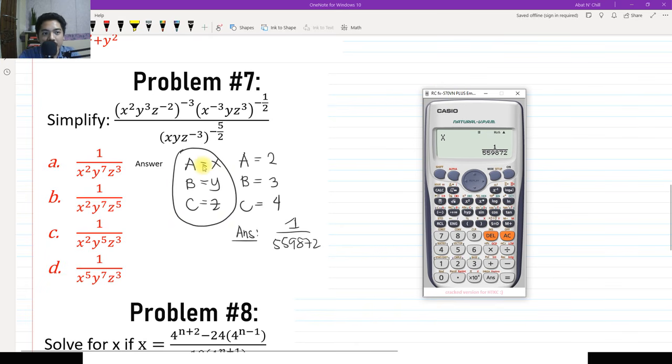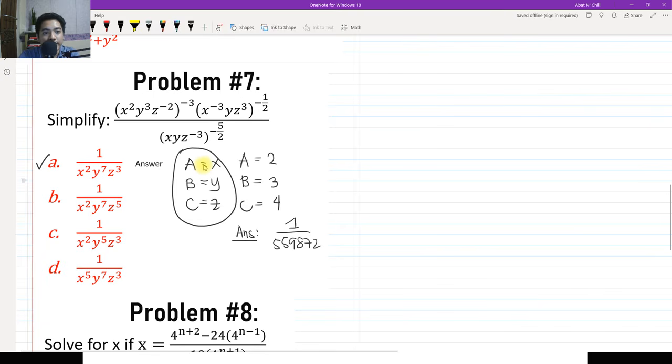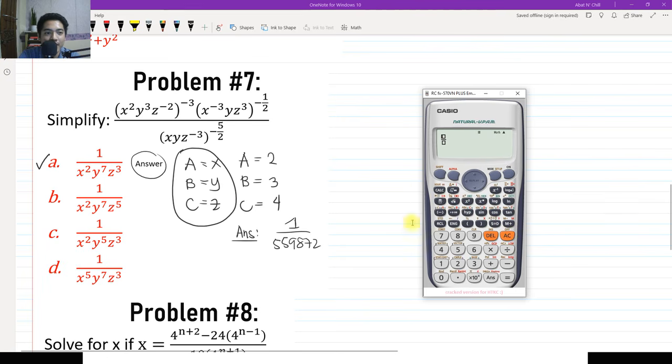So let's try letter A, assuming that we don't know that letter A is the answer. So what are we going to do? We are going to write this again. So we have 1. So x squared, instead of x, that is a squared. And then we have alpha b, that is raised to 7. And of course, we have z cubed.